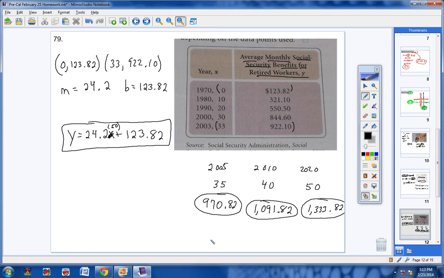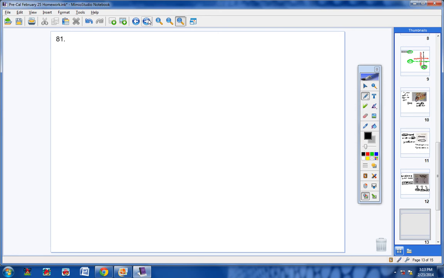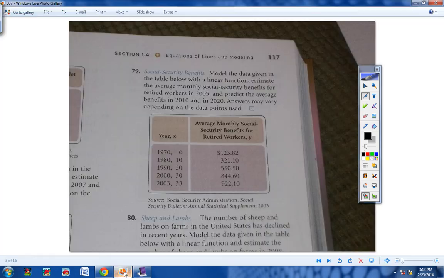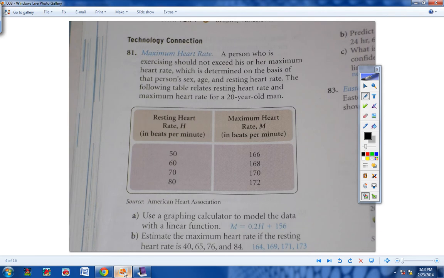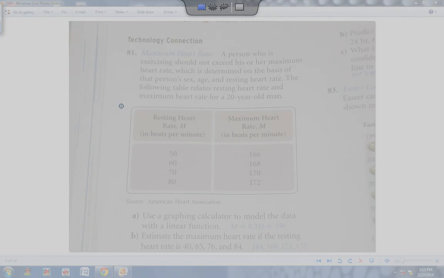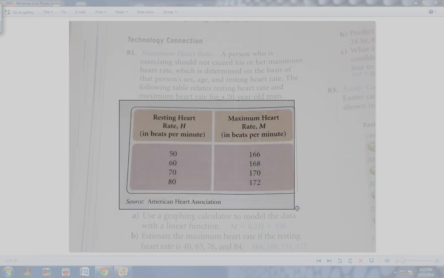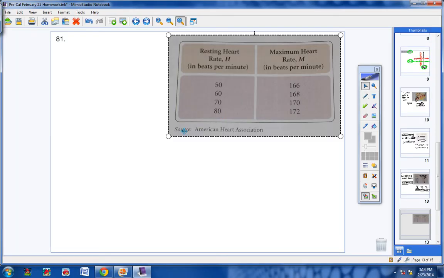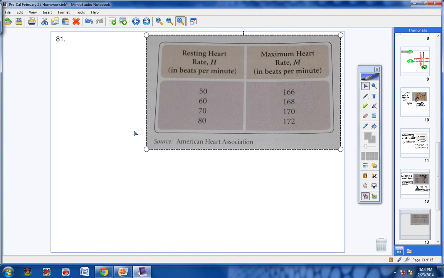Okay, long homework assignment, but we're almost done. 3 more problems and we're finished. Number 81, and it looks like 81 does need a picture. So see if I can find that here quickly. There it is. Let's cut that out. And let's read the problem, number 81.